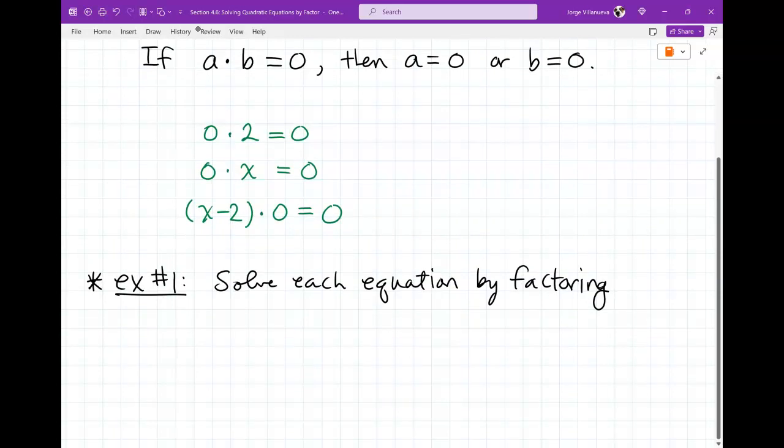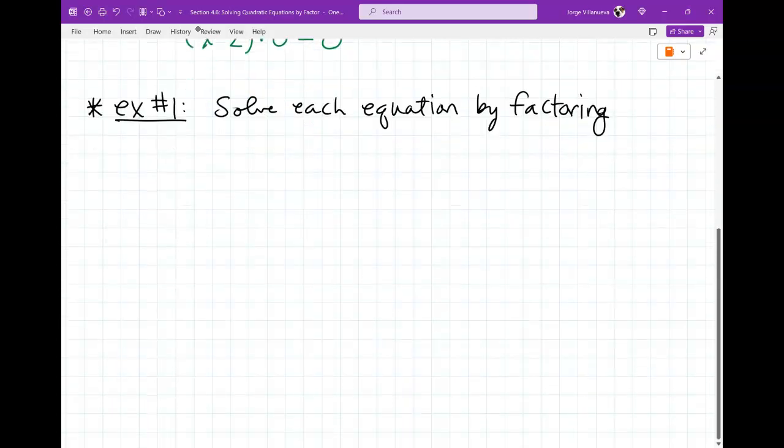Don't forget that part that I have up there, guys. If two things are multiplied together and they're equal to 0, that means one of them is equal to 0 or the other one is equal to 0. Why is that going to be important? You're going to see the way these things are written out right here.